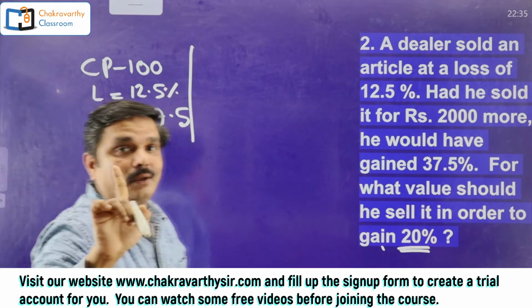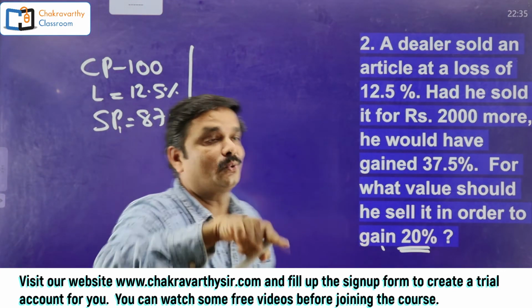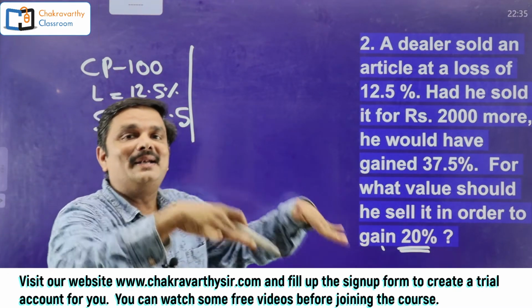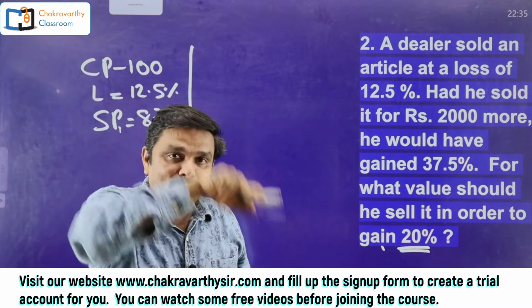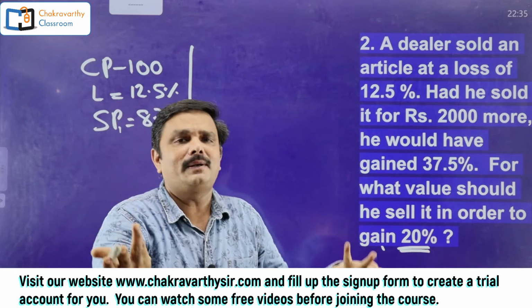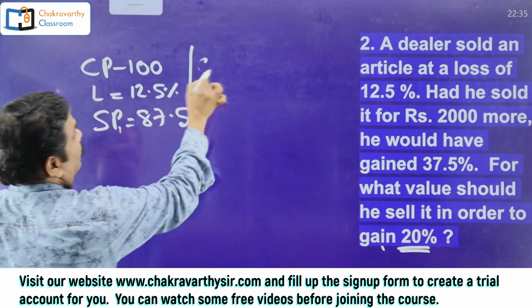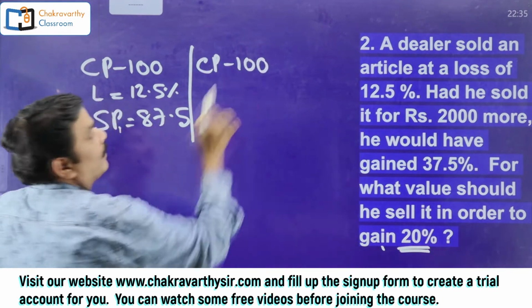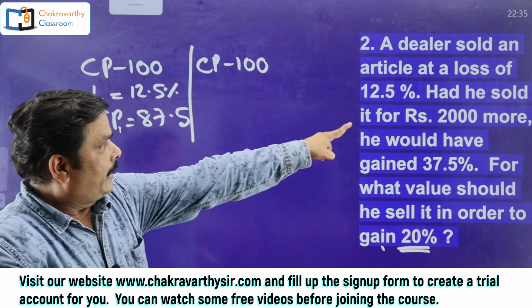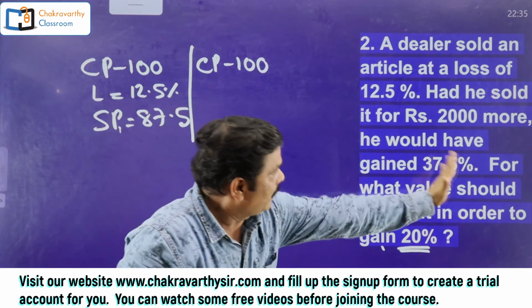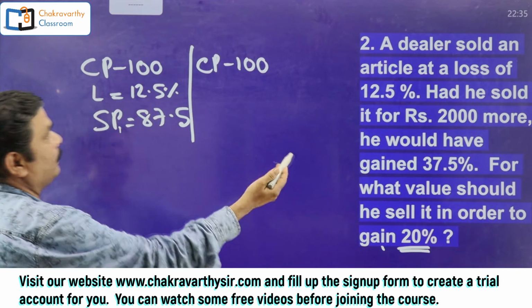Now, the difference between this and the previous question: in the previous question, the cost price was also reduced, had he bought it for 20% less. But here, the same cost price is continued. Now here the cost price is 100. And sold for 2000 rupees less, finally I'll come back to this figure, he would have gained 37.5.